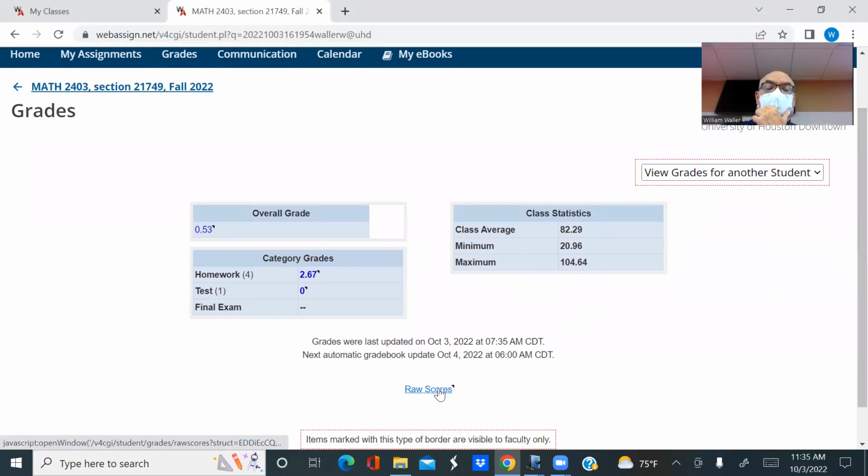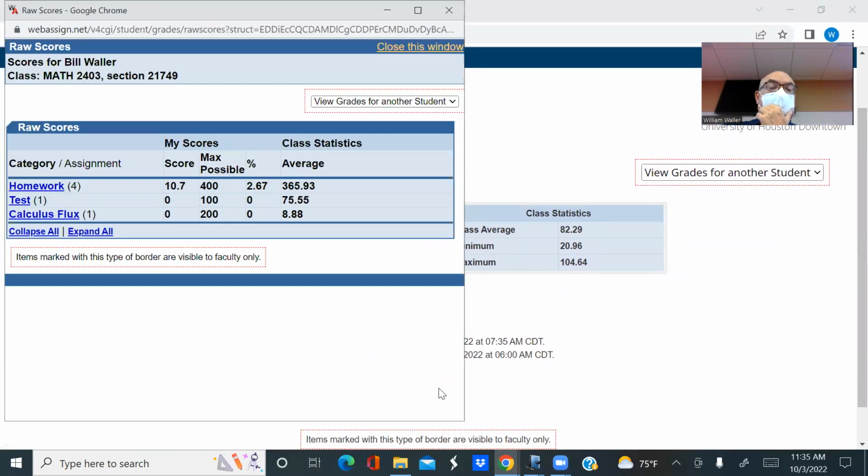So if you go to my total and then scroll down to raw scores, it will show you what your calculus flux total is. Ignore the average, you just want to look at what points are there. Of course I don't have any, but depending on your score on the test, you may have some added in there, right?